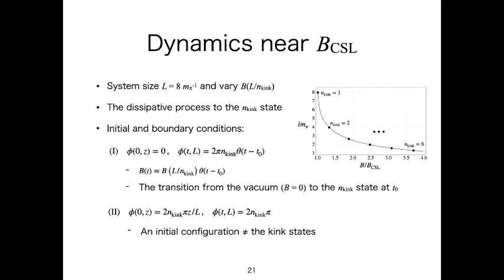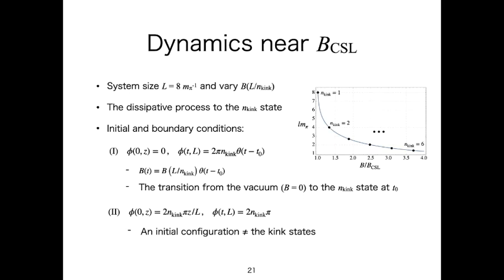Dissipated process to each of the kink states. Each state has a different number of kinks because the periods get shorter and shorter as we increase the magnetic field. So this one has 1 kink, and this stage has 2 kinks, 3 kinks, and so on. I will show the movies later. Anyway, we use 2 kinds of initial boundary conditions. One is motivated by a quench of the magnetic field. So we switch on the magnetic field at some time t0 to eventually realize each of these ground states.